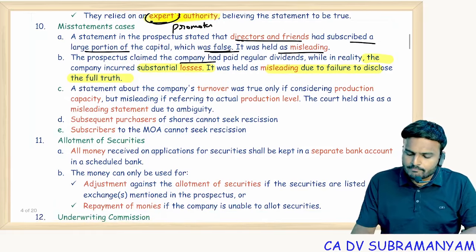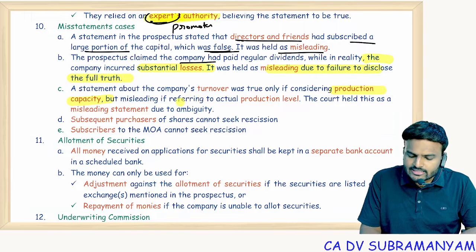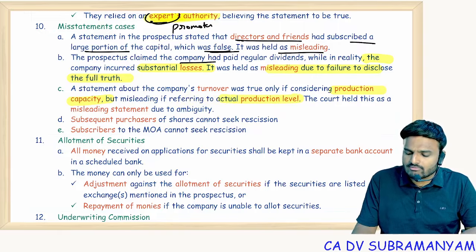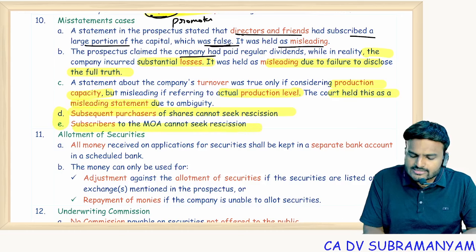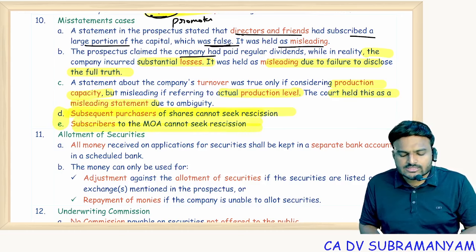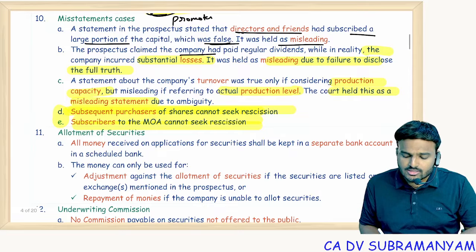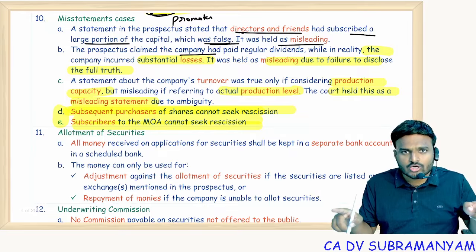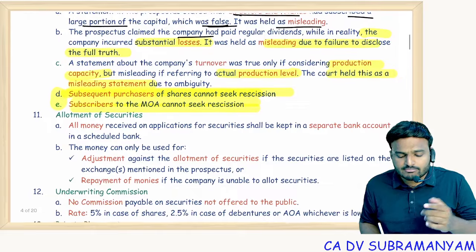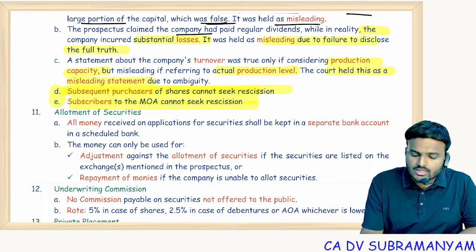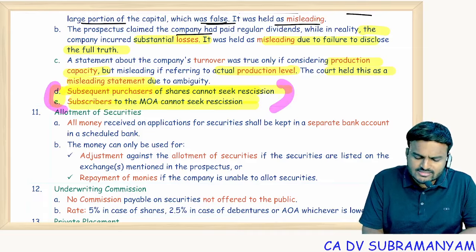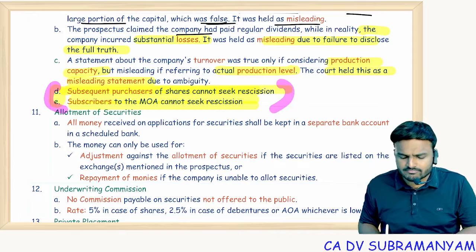Production capacity, but misleading if referring to the actual production level. So the court held this is also a misleading statement, a misstatement. These 2 points are very exceptional points. A subsequent purchaser of shares cannot seek rescission, cannot cancel the contract of allotment, and subscribers to MOA also cannot seek rescission. These 2 are exceptional cases, not yet tested, so just give one time reading.